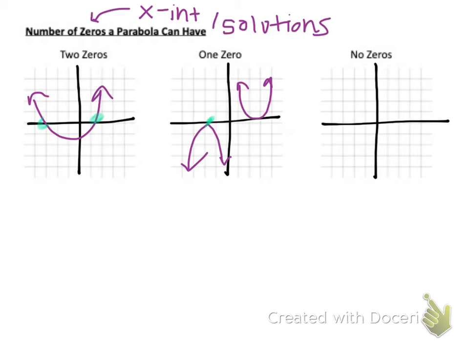So if it has no zeros, it can't cross the x-axis at all. So it could go somewhere down here, or it could be somewhere up here. But notice neither one of those graphs that I just drew are crossing the x-axis. So that's an example of no solution. So that's all for today. You have 2 more practice problems to try.